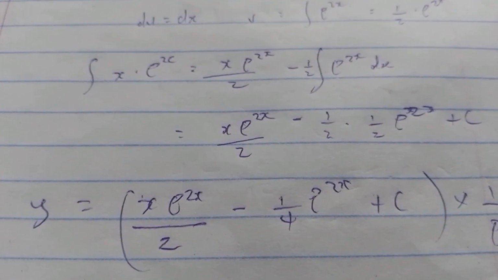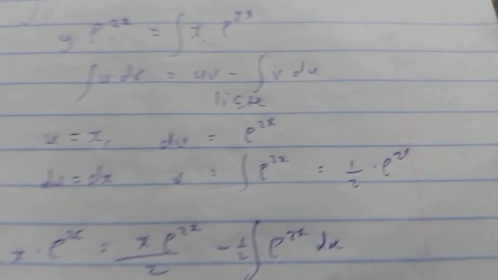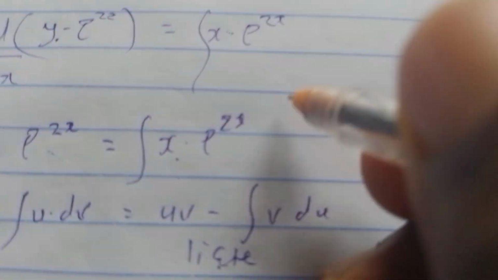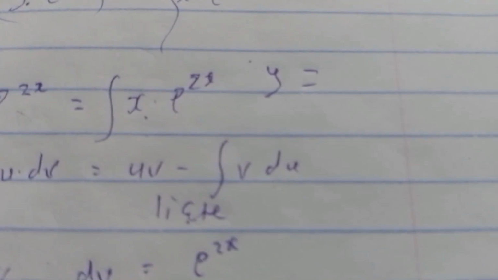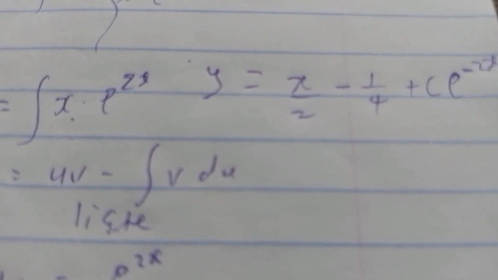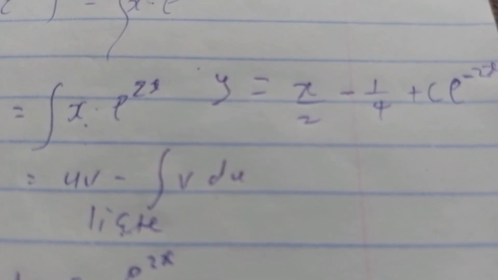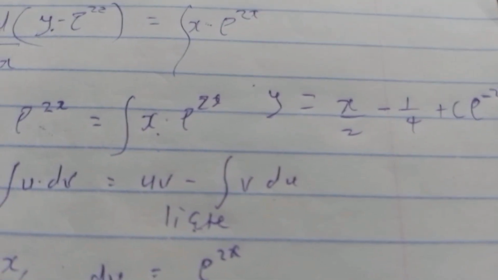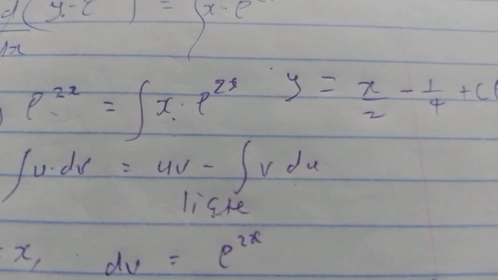So it means our y, let's write it up here. There's no more space. It means our y is equal to x over 2 minus 1 all over 4 plus c, times exponential negative 2x. So this is our y. I believe you understand. Alright, so let's try another one.